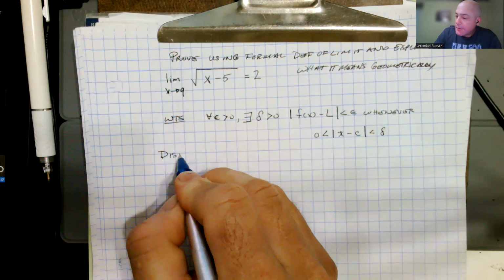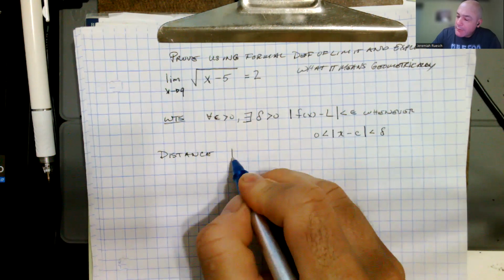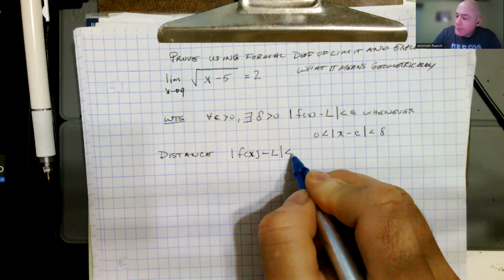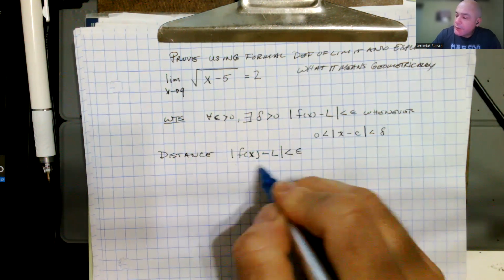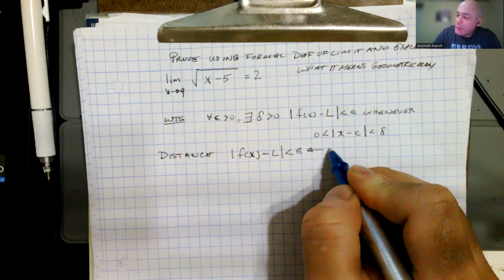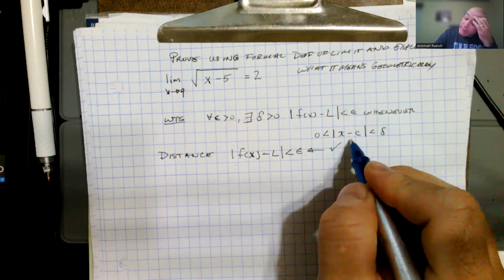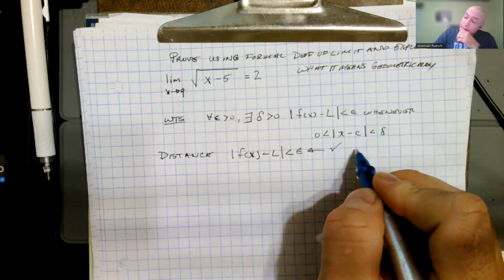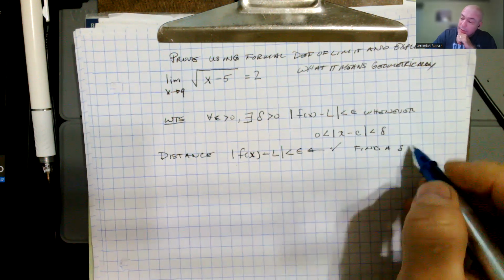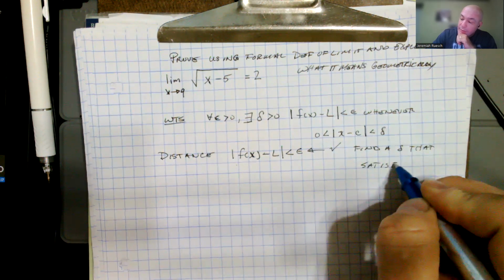Okay? So from our class discussion, one way to think about this is that we want the distance, because the absolute values are distance, of f of x minus L being less than epsilon. Whenever this is true, we want to find a value for delta, find a delta that makes it true or satisfies the distance.